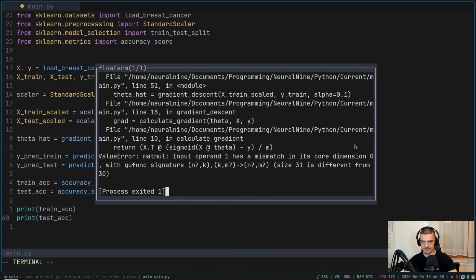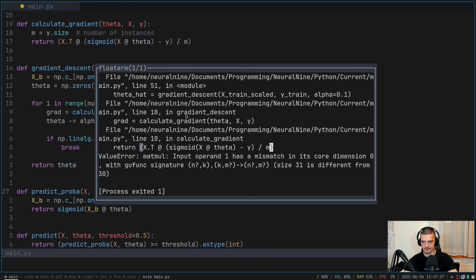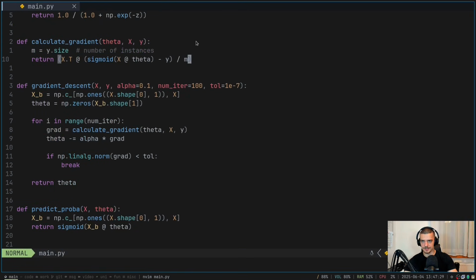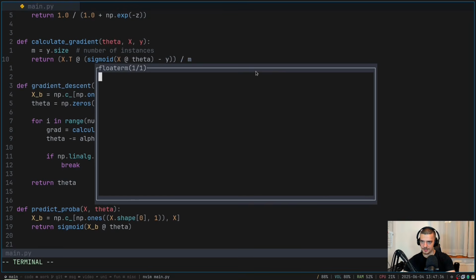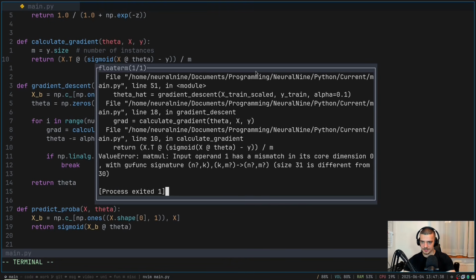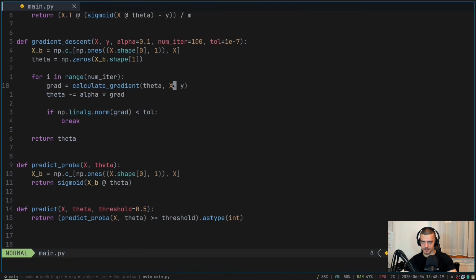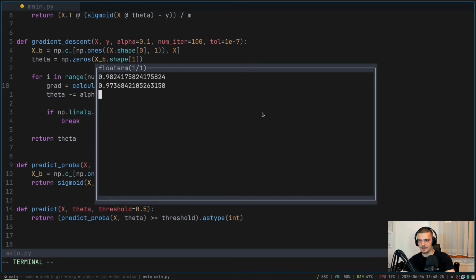And I did make a mistake. Oh yeah, because I have a problem with the parentheses. Of course, we need to close it here and then divide by m. But besides that, I have a problem here because I should be passing X with a bias, not just X. But now it should work.